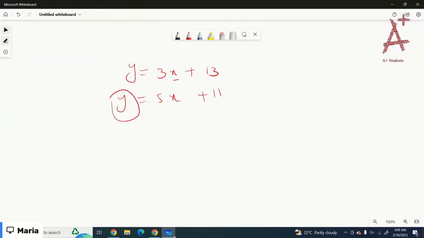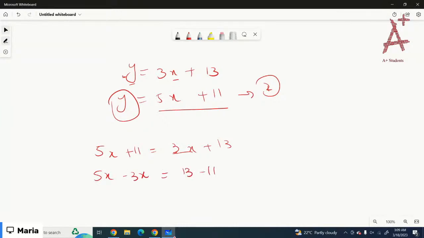One of the variables is already isolated. So let's put equation number 2 in equation number 1. Just replace this y with the value. It would be 5x plus 11 equals 3x plus 13. So just solve the equation for x. Move that 3x to this side: 5x minus 3x. Then move 11 to the other side: 13 minus 11. 5x minus 3x is 2x and 13 minus 11 is 2. Divide both sides by 2, so x equals 1.